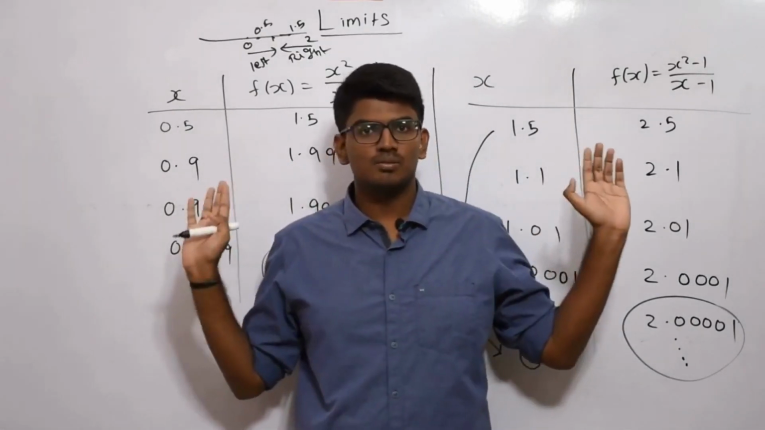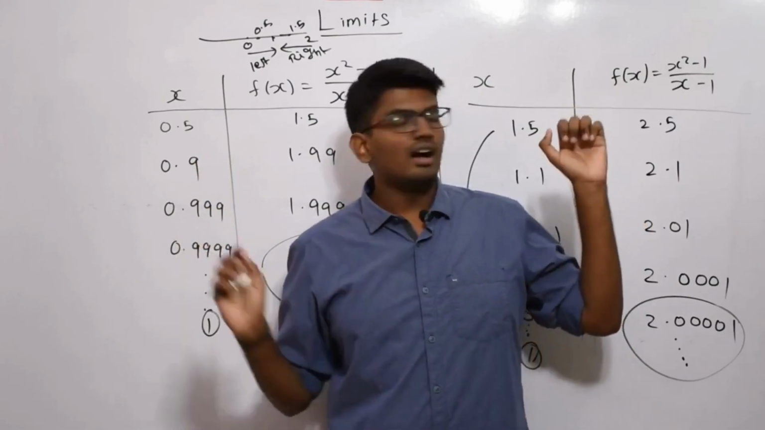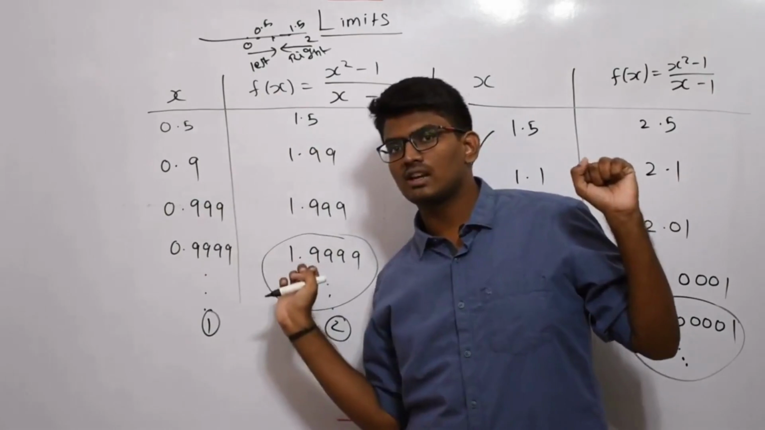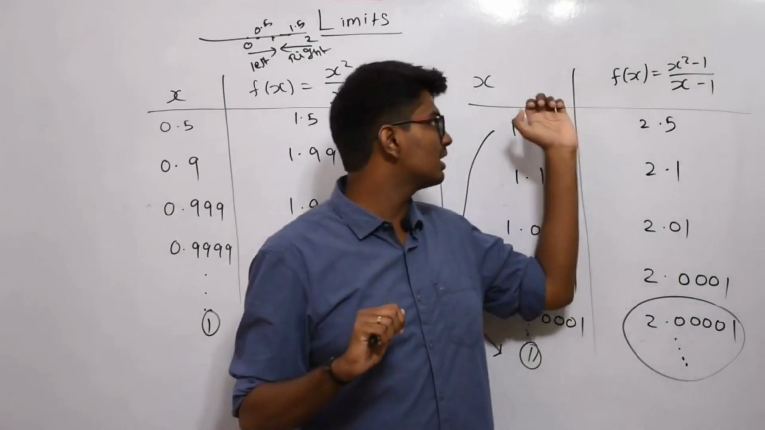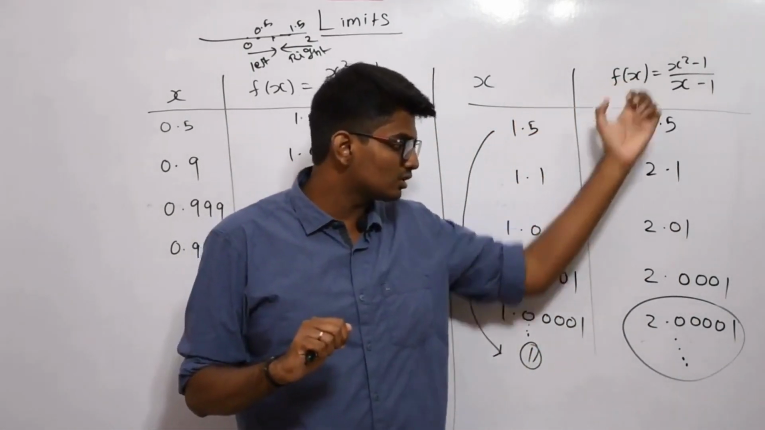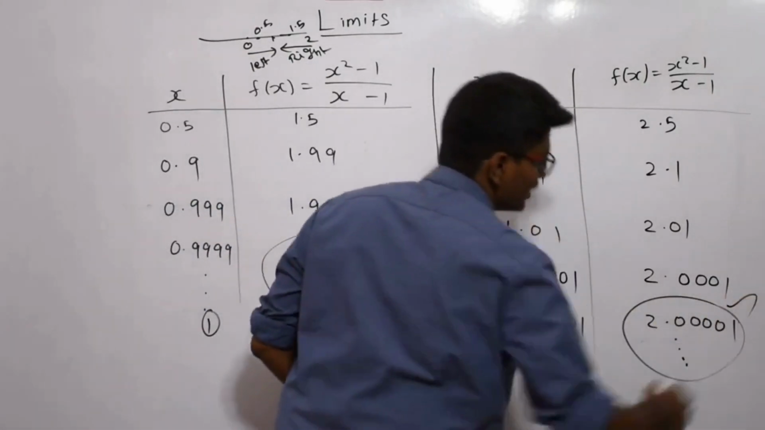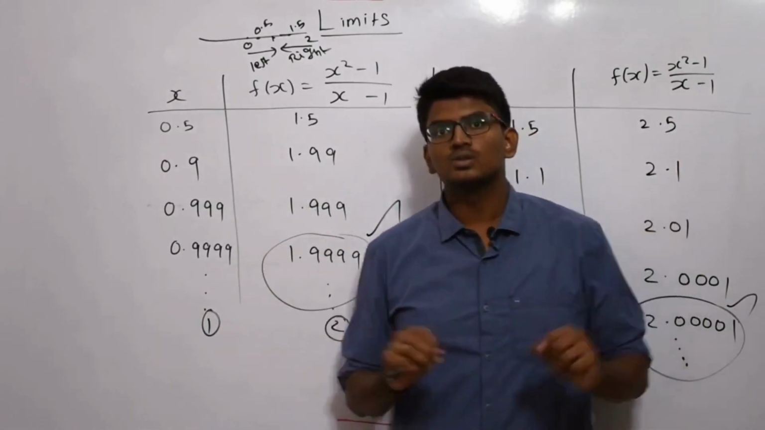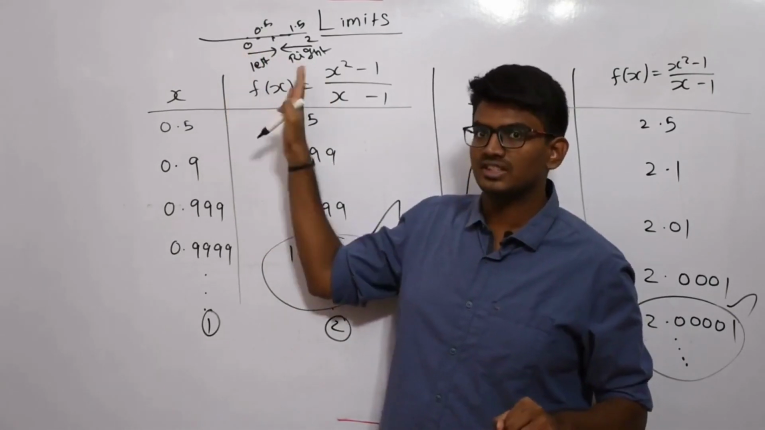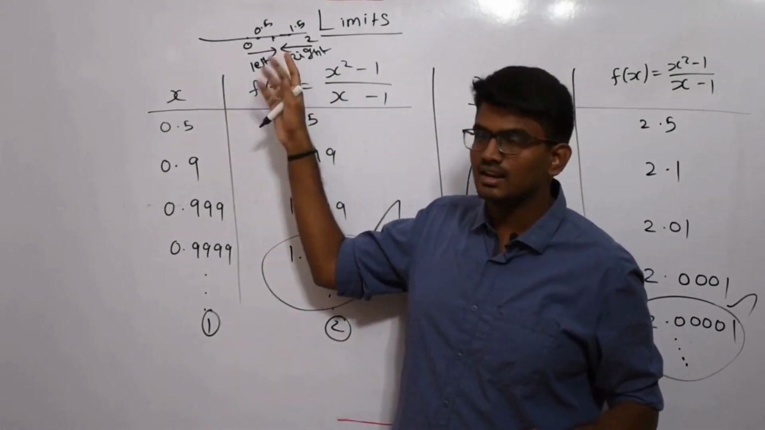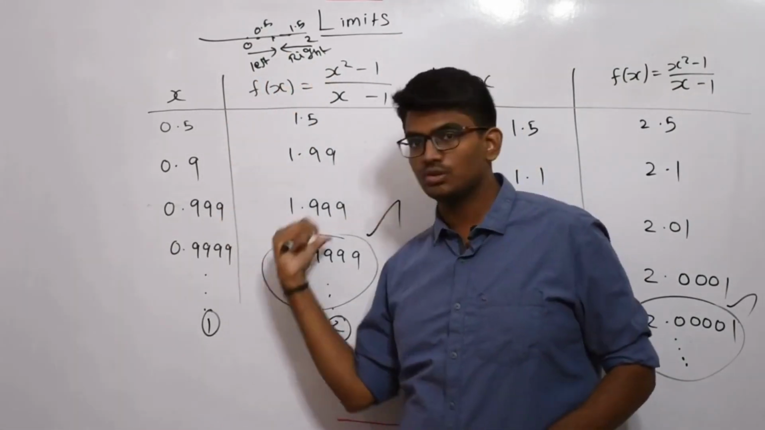When we approach from the left hand side, as we become closer and closer to x, that f of x will also become closer and closer to some value. In the same way, when we approach from the right, this f of x will also become closer and closer to some other value. And these two values should be the same. If both values are the same, then we will say the limit exists. That is, if I approach from the left side and also from the right side, both times our limit should be the same.